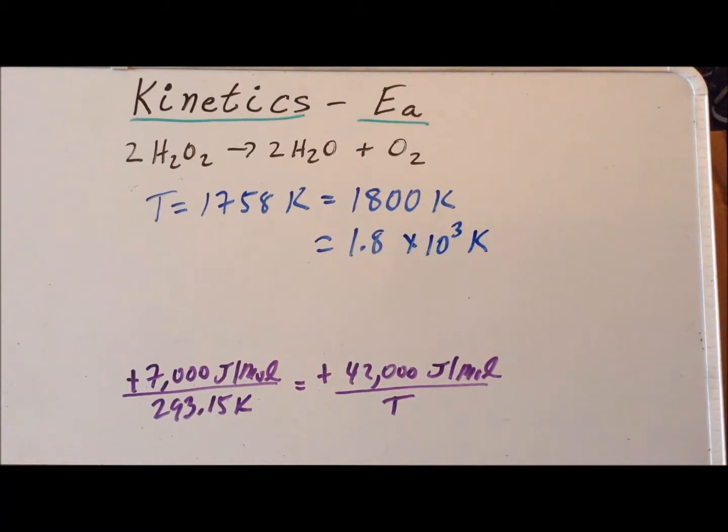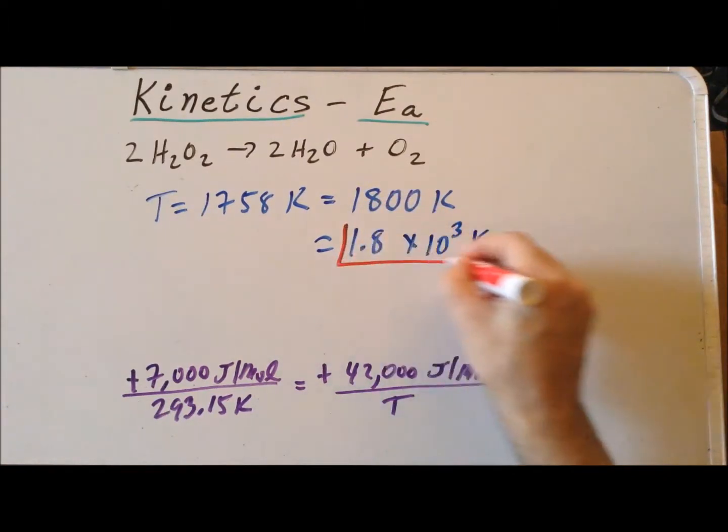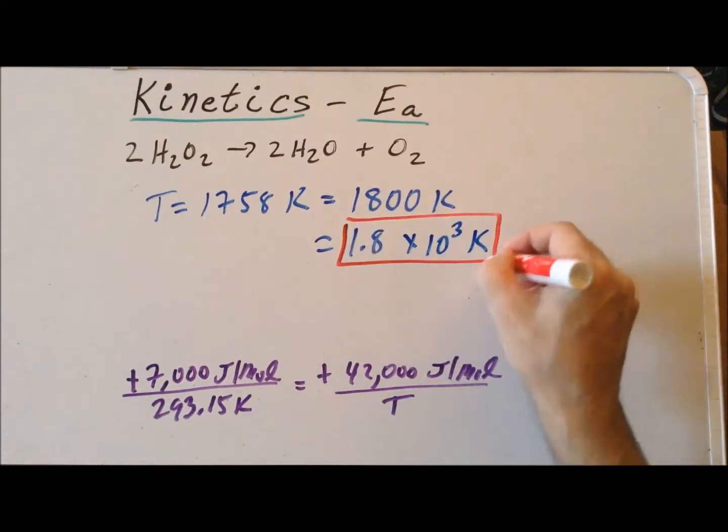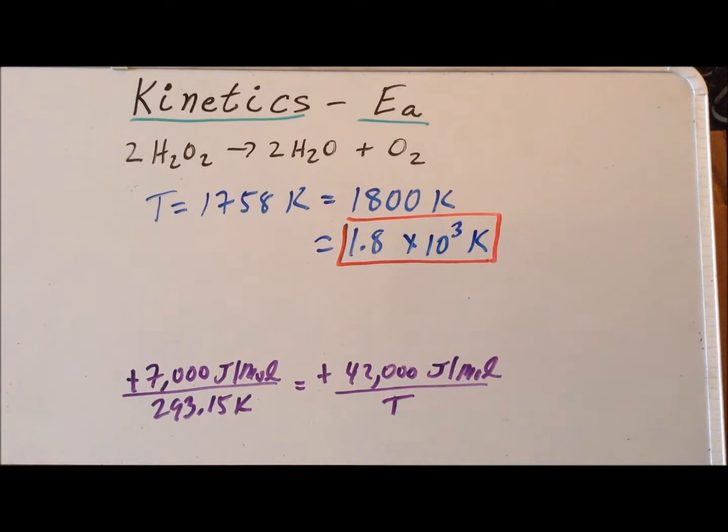So it says that to get the same rate of reaction of decomposition of hydrogen peroxide that we get with an enzyme catalase at 293.15 Kelvin, we would have to raise the temperature to 1800 Kelvin to get the same rate without the benefit of the enzyme catalyst.